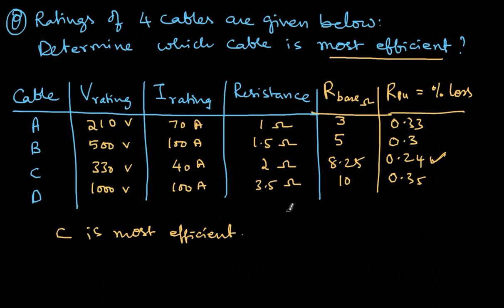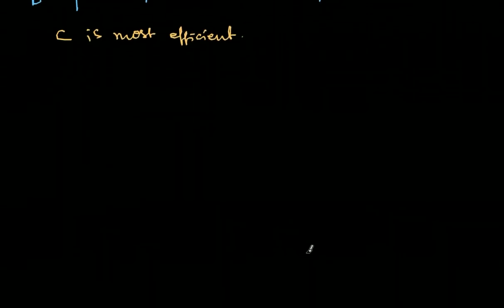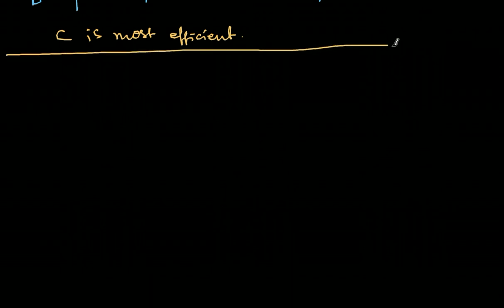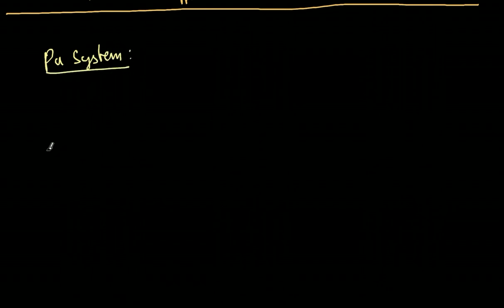Okay, so let's continue our study of per unit quantities. Now I have mentioned the per unit system. Once you have these four, let me do that explanation here. You have a per unit system. What do you mean by per unit system? It will contain an S base, it will contain a V base, it will contain an I base, and it will contain a Z base.